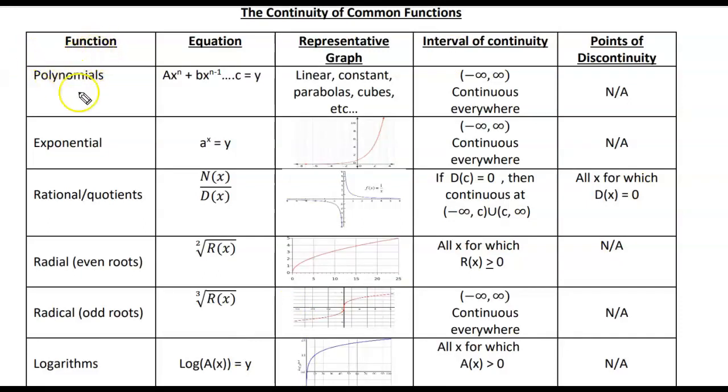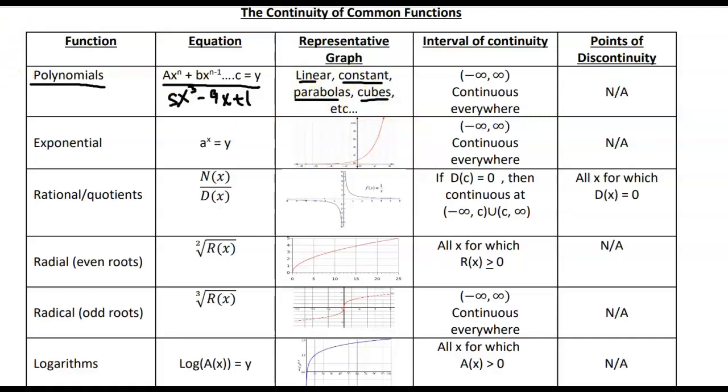So on the left side, I'm going to tell you guys the type of functions that we're looking at. The first one we're going to look at is the polynomials. Polynomials look like this. For instance, 5x cubed minus 9x plus 1 is a polynomial. We work with those a lot in all kinds of math, right? That includes things like linear functions, constant functions, quadratics, cubics, etc. All of those are polynomials.